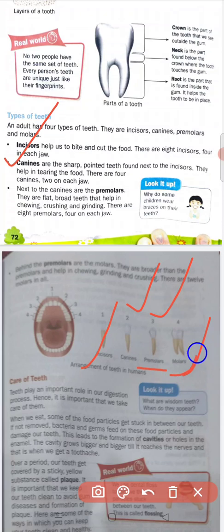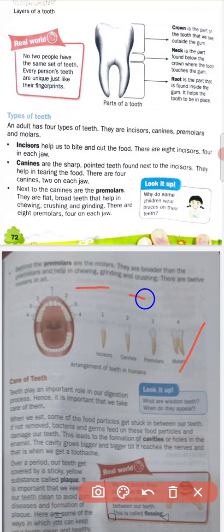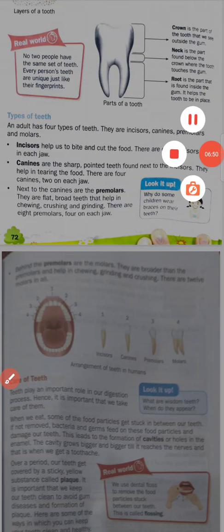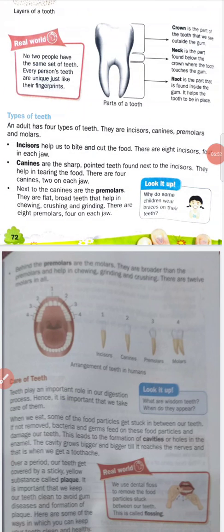Okay, so student, next, behind the premolars the molars are present. You can see these are the molars, and they are broader than the premolars, and help in chewing, grinding, crushing also, and there are 12 molars in all, 6 upside and 6 downside. Okay students, so how many types of teeth are present? 4: incisor, canine, premolar and molar.